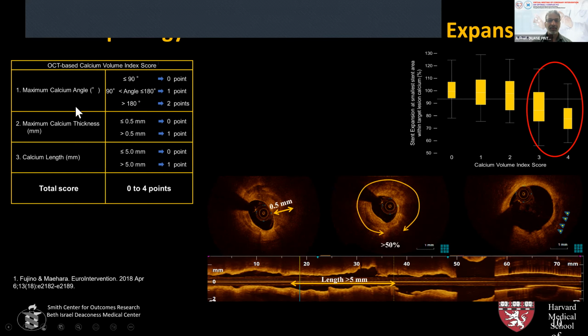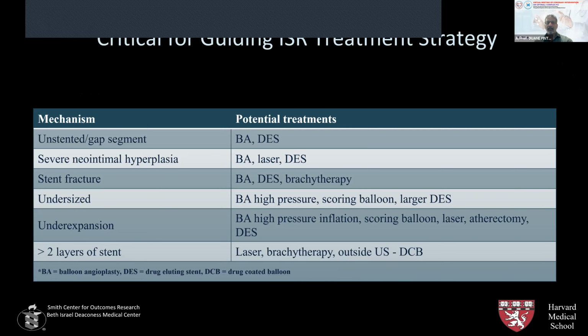And it's relatively easy to remember the criteria for severe calcification. So more than 50% of the circumference, a thickness of at least 0.5 millimeter, or a length of greater than 5 millimeters is calcium that's going to presumably lead to stent under expansion. So imaging is critical for guiding our strategy for in-stent restenosis.